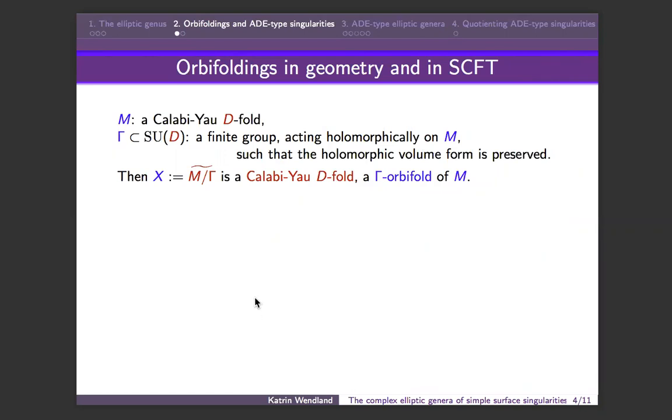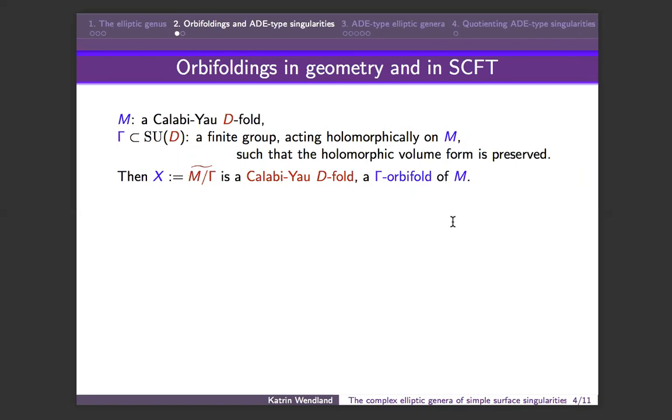So the relevant singularities here occur in orbifoldings. And again, I'm going to start with the geometric side of the story. I'm going to start with the Calabi-Yau d-fold and with a group action on it by a finite subgroup of SU(2). So that's where your holonomy group comes up. And it should act holomorphically, and it should leave the holomorphic volume form invariant. I'm making these assumptions to make sure that the quotient, even though it will have singularities, is still reasonably under control. These assumptions ensure that the quotient can be resolved. You can resolve the singularities, and the result will again be a Calabi-Yau d-fold. I call it the gamma orbifold of M.